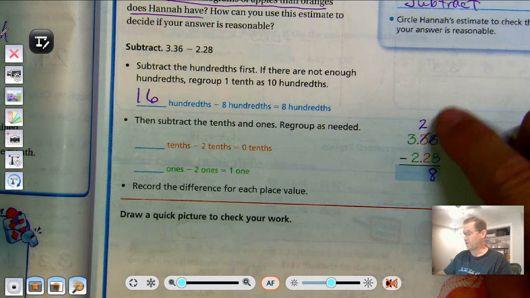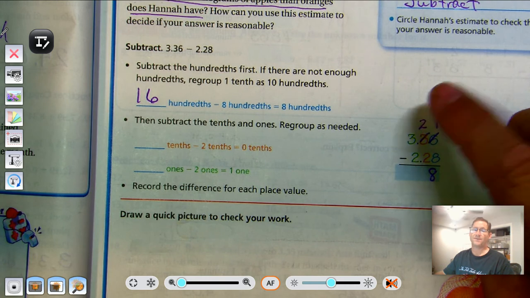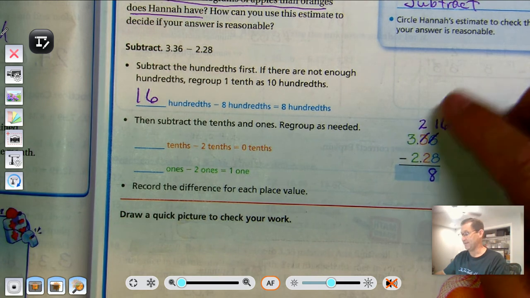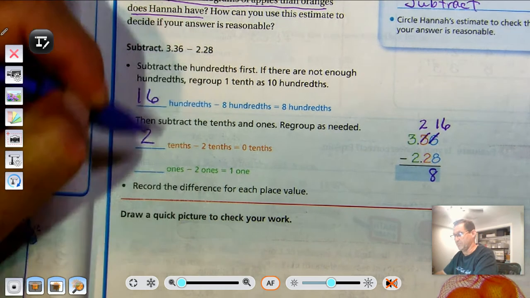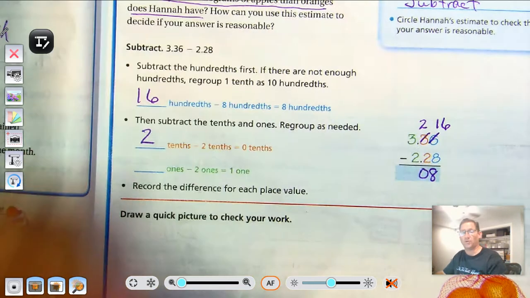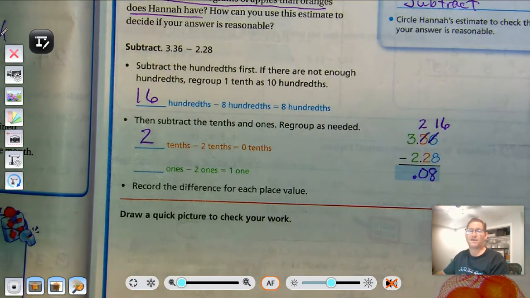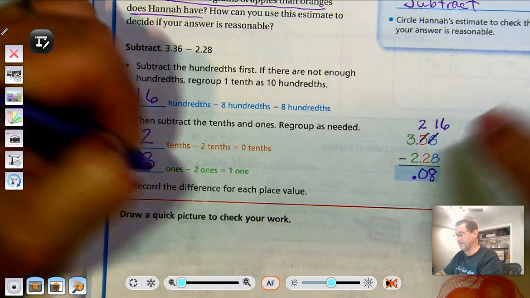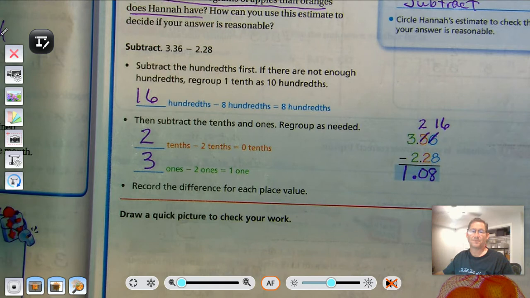Okay, now we're going to move to the tenths. Subtract the tenths, and then we're going to subtract the ones and regroup as needed. So 2 tenths take away 2 tenths. Well, we don't have to regroup that. That's 0. Okay, we're now going to move to the ones place. So let's place our decimal. And we have 3 ones take away 2 ones. And that's just 1, right? All right.